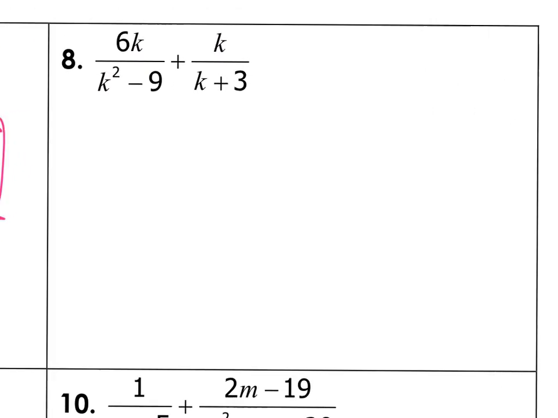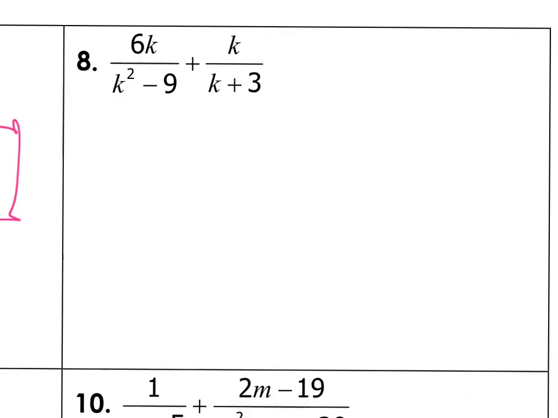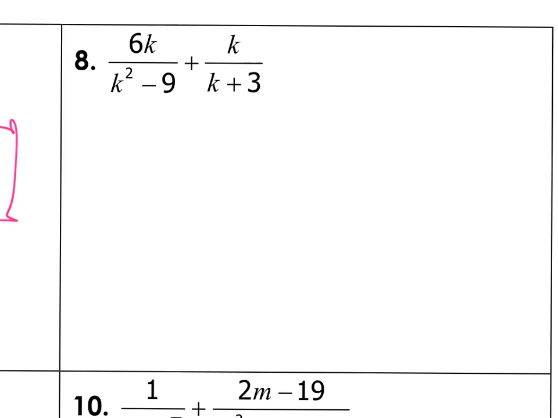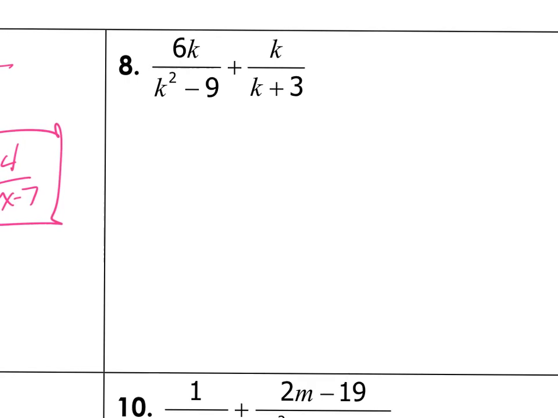Again, here we go. The first thing we want to do is factor. So I want to factor: what multiplies to be negative 9 and adds to be 0? Well, 3 and negative 3. So that means my denominator here factors to k plus 3 times k minus 3.